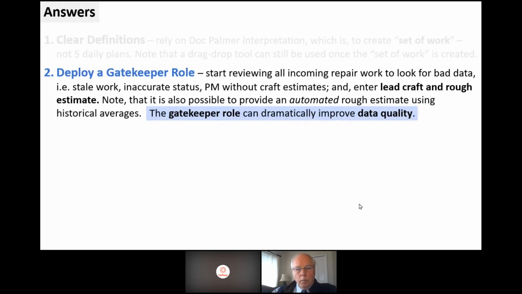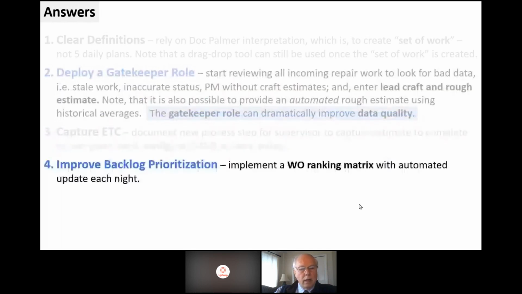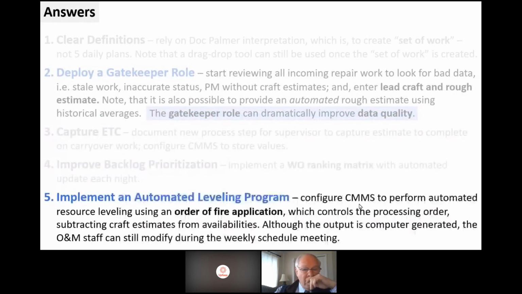Now, the gatekeeper role, if you deploy that person, can dramatically improve data quality and, more importantly, position us to operate an automated resource leveling tool. Capture the ETC, improve backlog prioritization. I'm going to show you several ways to do that. Implement the automated leveling program.